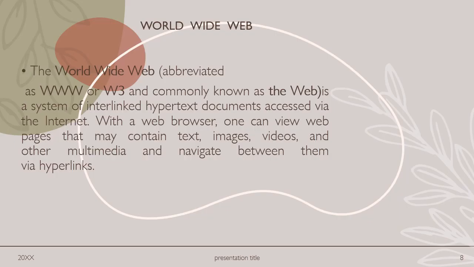Now, this slide contains World Wide Web, abbreviated as WWW or W3, and commonly known as the web, is a system of interlinked hypertext documents accessed via the internet. With a web browser, one can view web pages that may contain text, images, videos, and other multimedia, and navigate between them via hyperlinks.